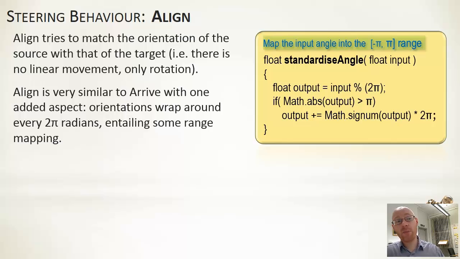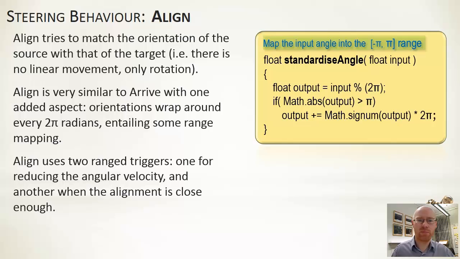Similar to arrive, we'll have a couple of triggers, one for when we're sufficiently close if we don't want to rotate any more, and the other one where, if we're outside, we'll be turning as fast as we can, but when we get within it we'll slow down the speed of our rotation.